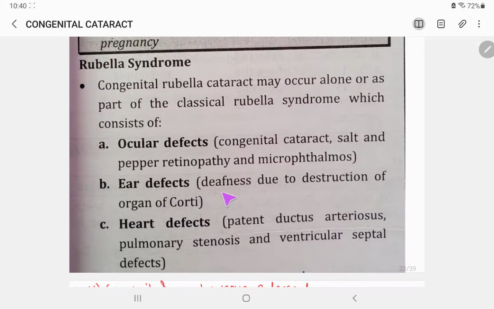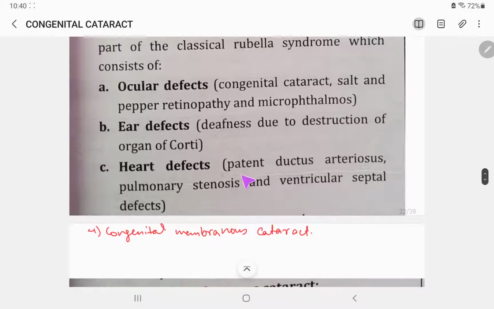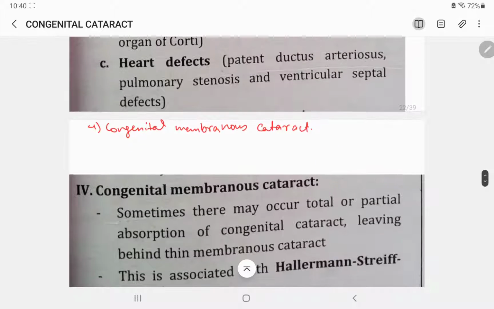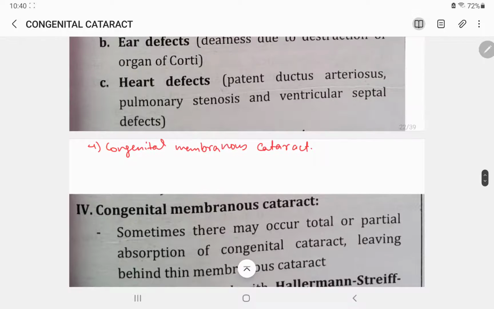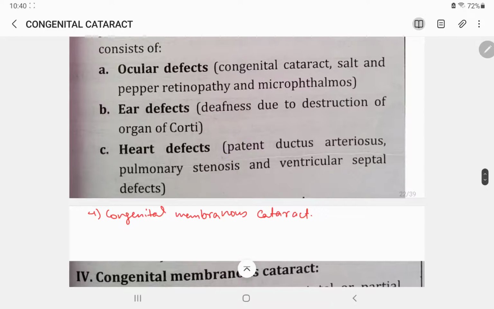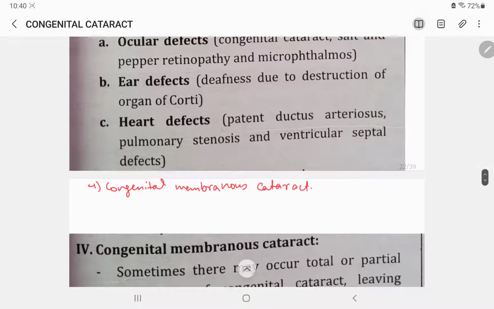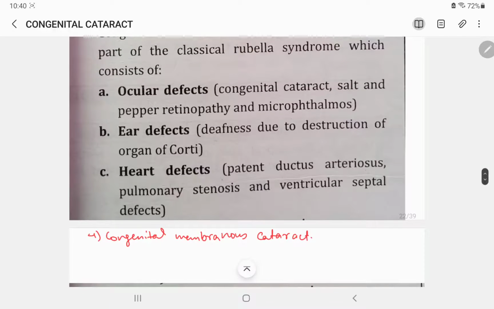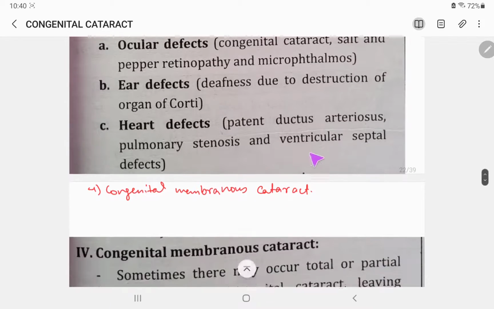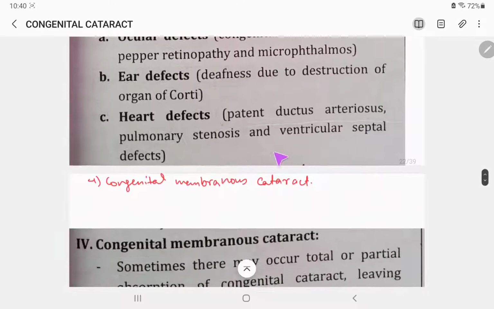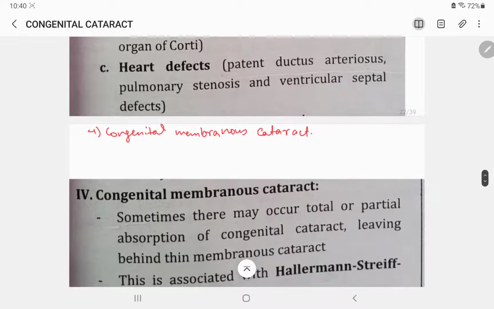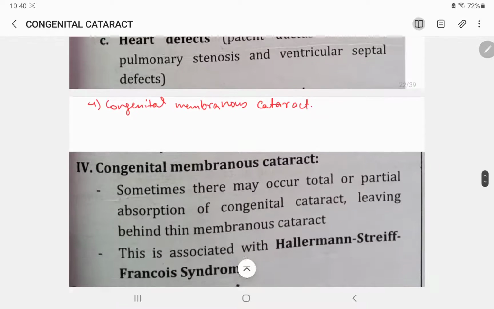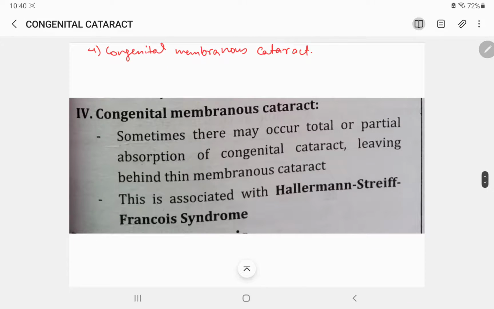Another is the ear defect, that is deafness, due to the destruction of the organ of Corti. And another is heart defect, like patent ductus arteriosus, right? I have given an example of the patent ductus arteriosus, and here it's already in the rubella syndrome. And pulmonary stenosis and VSD, ventricular septal defect. So if you have studied anatomy well, you will know all this, like what are these diseases and what they cause.